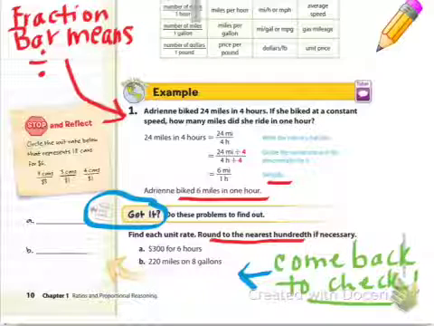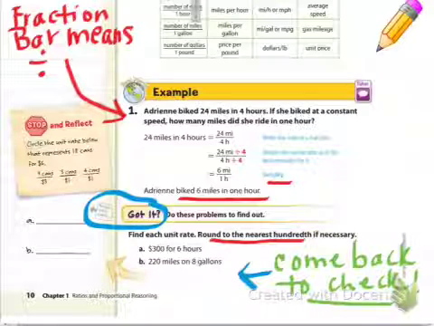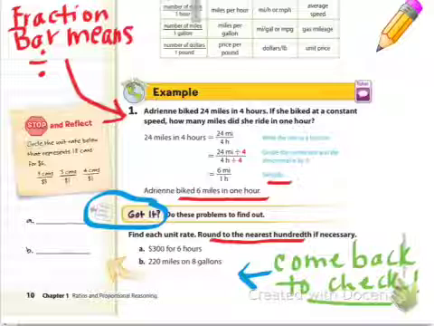Ask yourself, 4 divided by what would give me the denominator of 1? And obviously you would need to say 4 divided by 4. What you do to the top, you have to do to the bottom and vice versa. So 24 divided by 4 would be biking 6 miles per hour. And you can see how that could be written as a fraction, which is what they're wanting you to try to learn now. And it could also be written out in words.